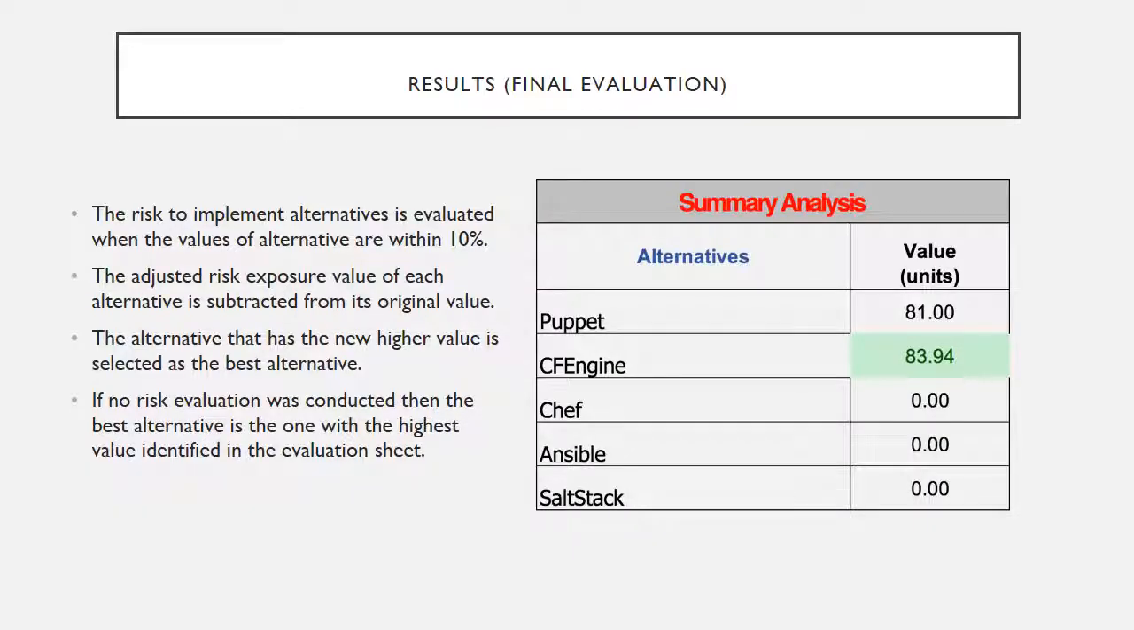This is the table for the final evaluation. This is our final result. CF Engine was the highest value, 83.94, and Puppet got 81. So after the risk analysis, CF Engine loses some points, but it is still considered the best option, so after this evaluation process, we decided to use CF Engine as our CM tool for the system.